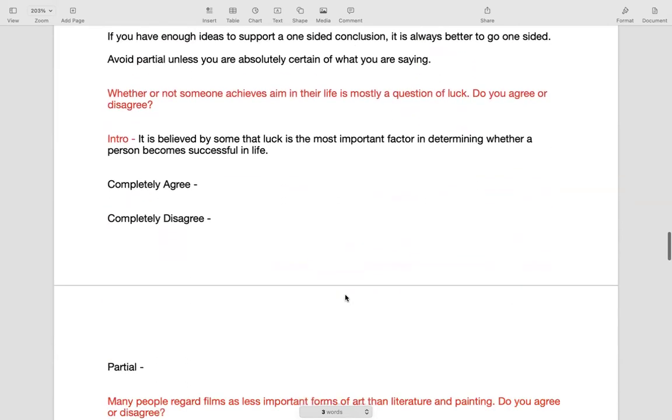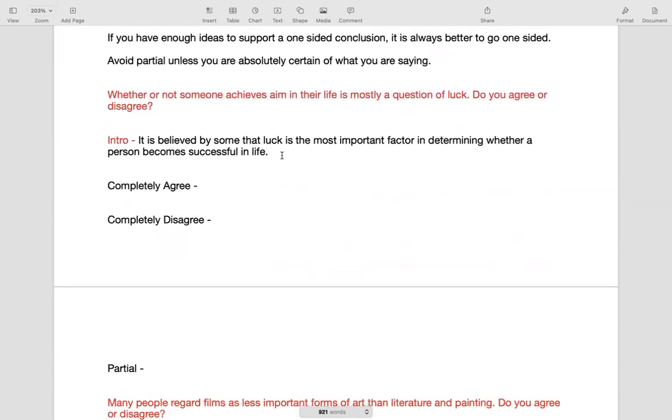Okay, so now let's attempt this. This is the best essay. So how would you attempt this? Completely agree would mean what? What's the most important factor in success? Let's read the question. Whether or not someone achieves aim in their life. Aim means their goals in their life. Success is mostly a question of luck. Do you agree or disagree?